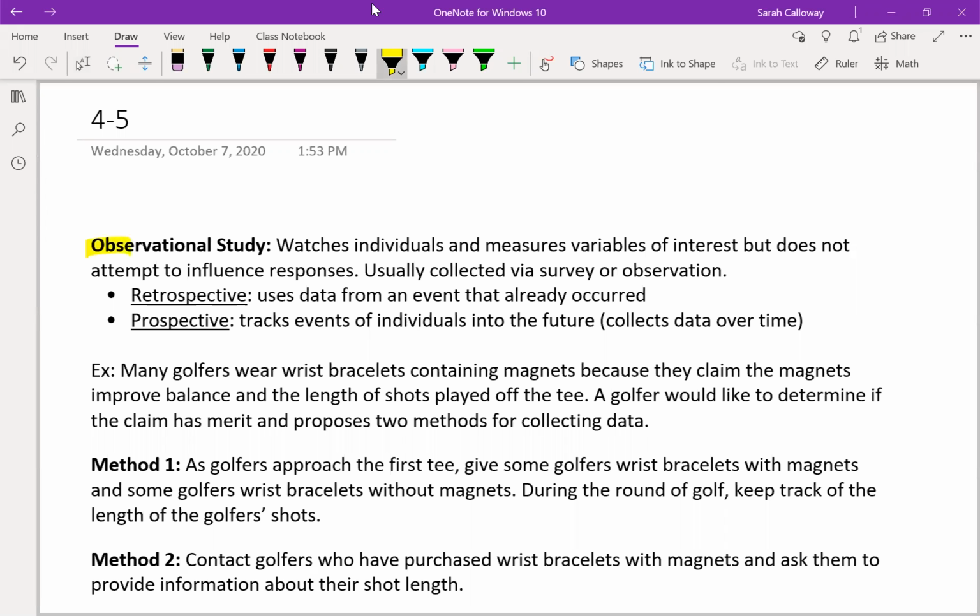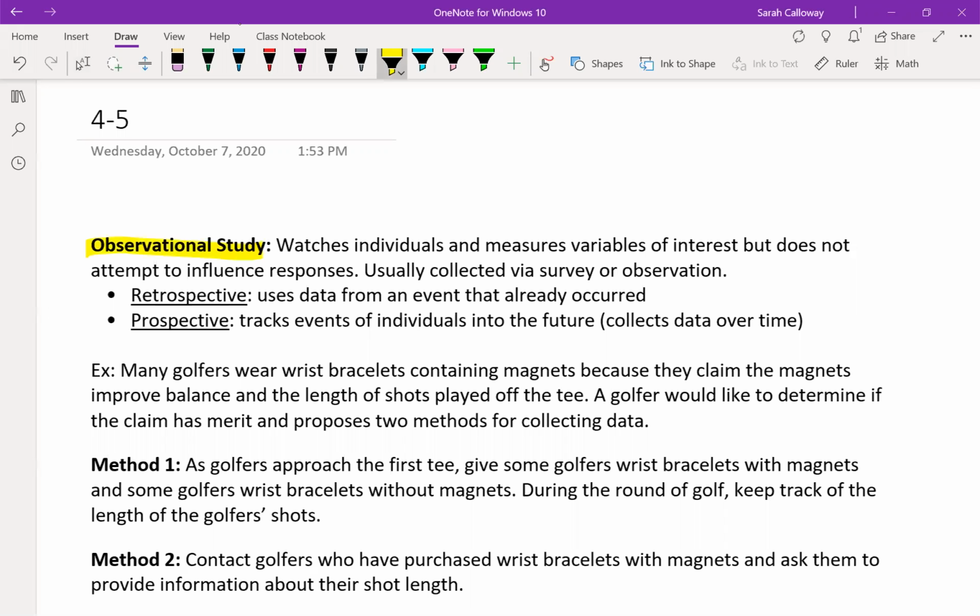So an observational study is a way to collect data where we watch individuals and measure variables of interest, but does not attempt to influence responses. That means that I don't give anything to the people that I'm studying. I don't change anything. It's just I'm collecting this data via survey or observation.